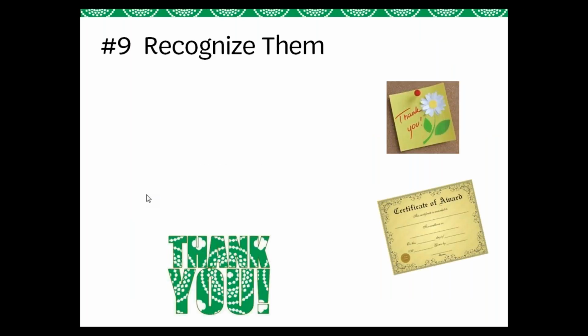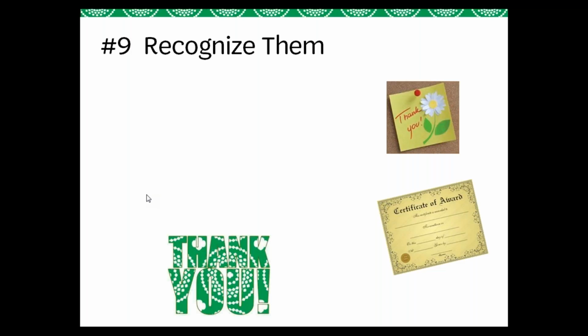Tip number 9 is to recognize your parents. There is great value in empowering parents. There's also great value in recognizing them. So we want to always be aware of that. Everybody likes to be recognized. In fact, there's an OWL that we did back in 2015, which is all about volunteer recognition. So you can refer to that for more ideas.